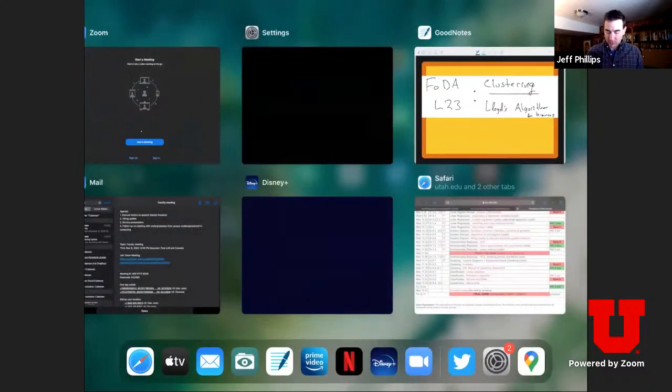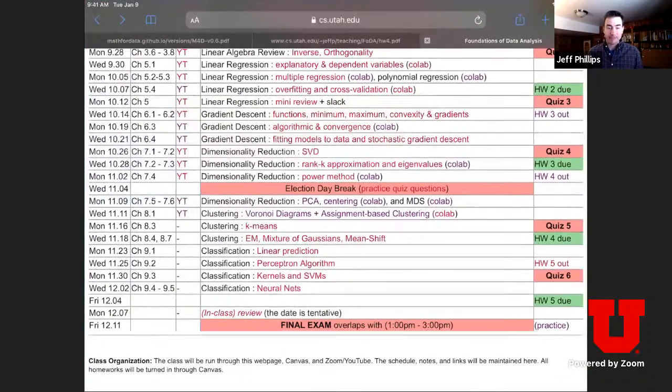Okay, so let's look at the schedule. We had one lecture so far on clustering that introduced the concept and talked about these Voronoi diagrams, which are needed to map points onto the clustering center. Then tomorrow we'll do one more lecture, and then we'll go into classification, which will be the last section of the class. There's a question: is clustering going to be on the quiz?